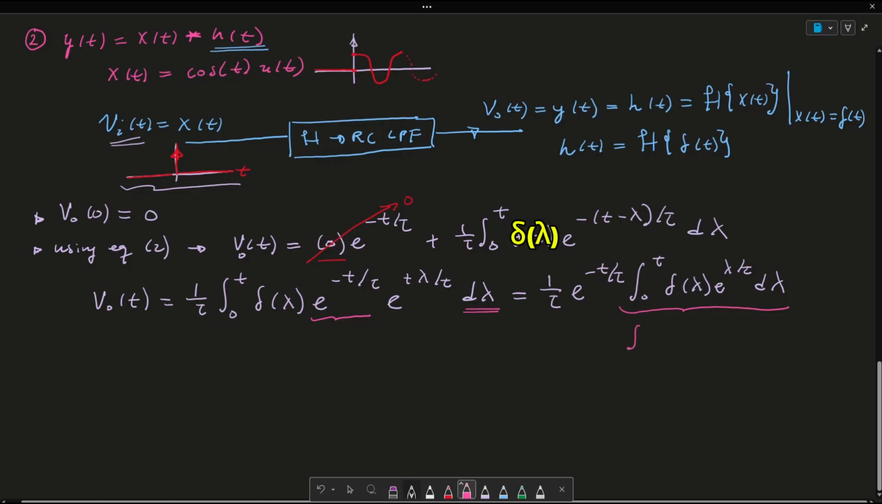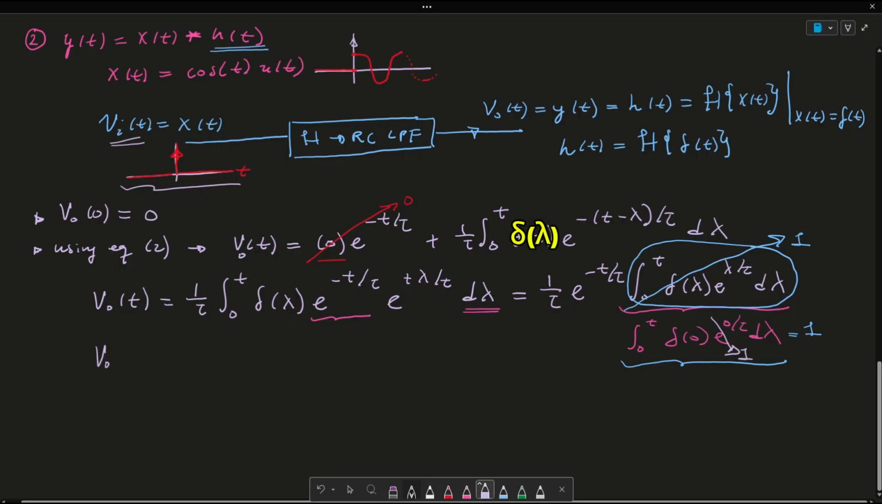But essentially, this becomes the integral from 0 to t delta 0 e to the 0 over tau d lambda. This here is 1, and the integral from 0 to t delta 0 d lambda is equated to 1. So then this entire thing here simply goes to 1. Again, this is proven in the aforementioned video. So then therefore we could say that V out of t is simply equated to this 1 over tau e to the minus t over tau.